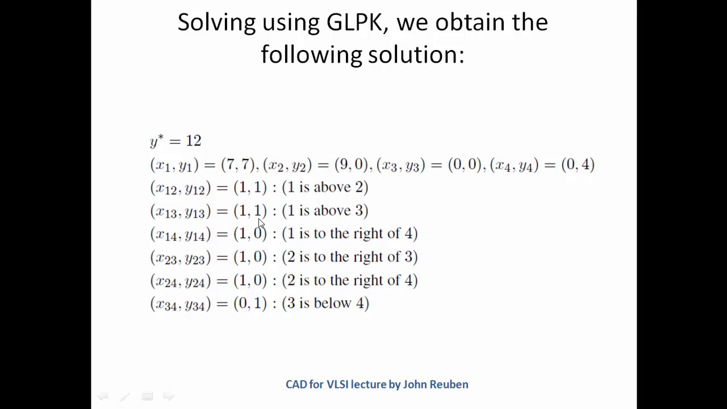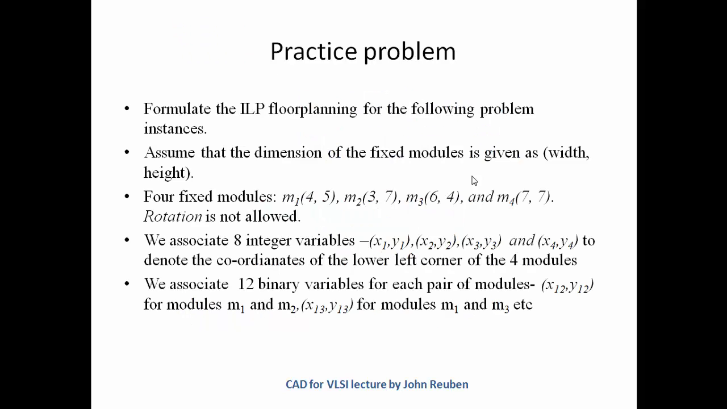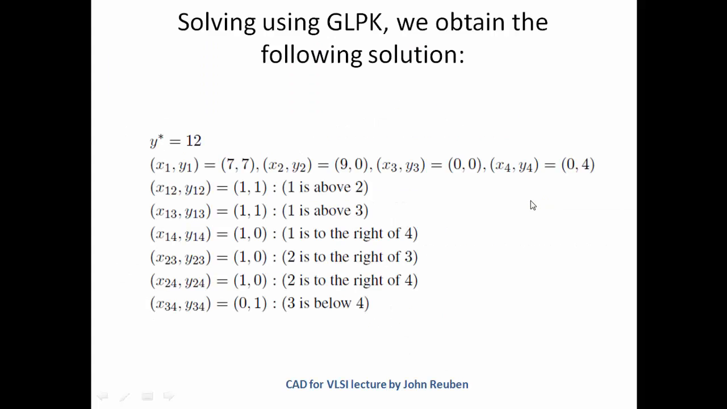So we can construct the floor plan from the lower left corner information. So you can see that module 1, lower left corner is 7 and 7, and then module 2 is 9 and 0. You can take module 3 first because the lower left corner is just the origin, 0 and 0. And what is the size of module 3? If you remember, module 3 is 6 and 4, and that seems to be the second biggest module. Module 3 is 6 by 4 and module 4 is 7 by 7. So you can see here that it is 6 by 4 at the origin.